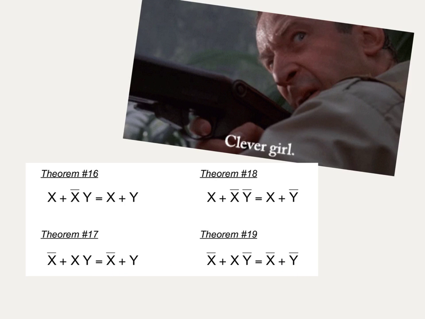So when you're trying to simplify and you think you've got it down as far as it goes and you think you can't get any further, it's probably one of the consensus theorems, 16 through 19. That's that raptor that's going to come get you.